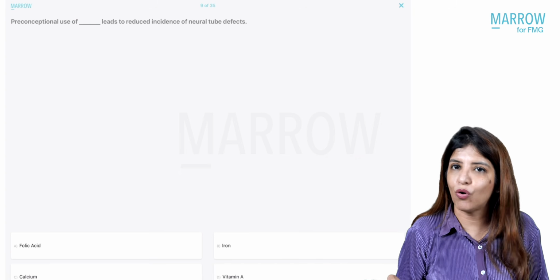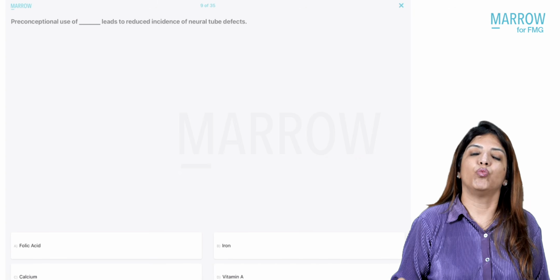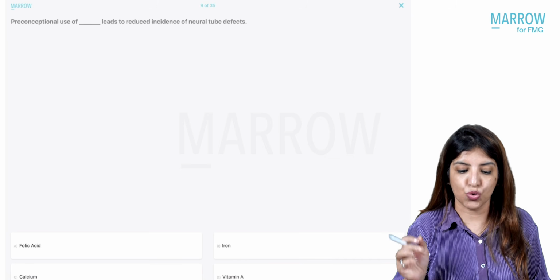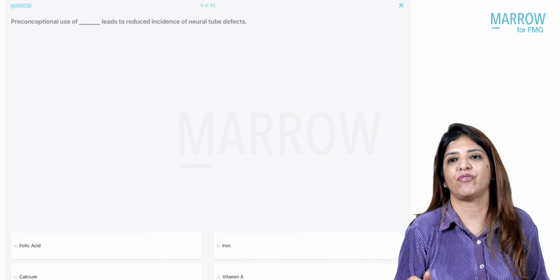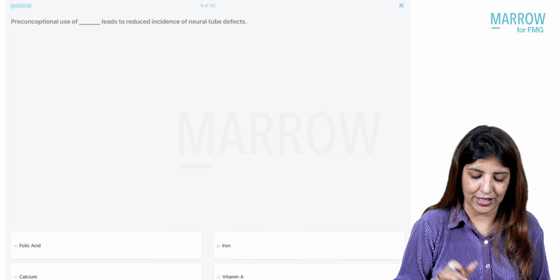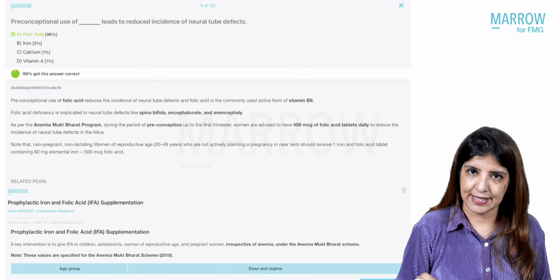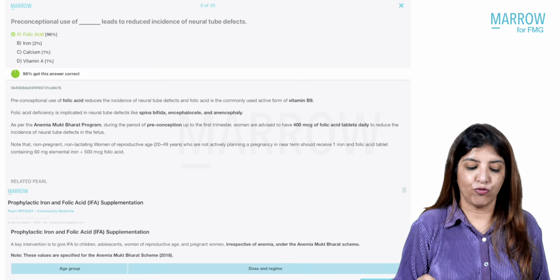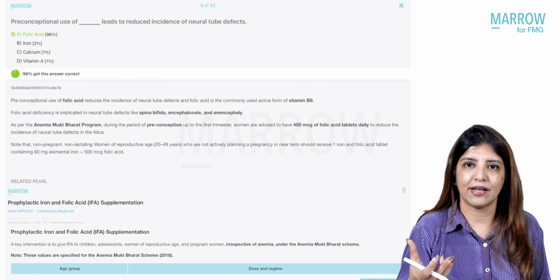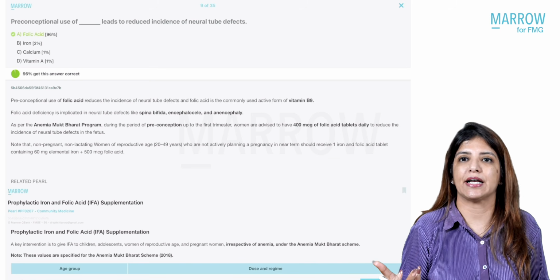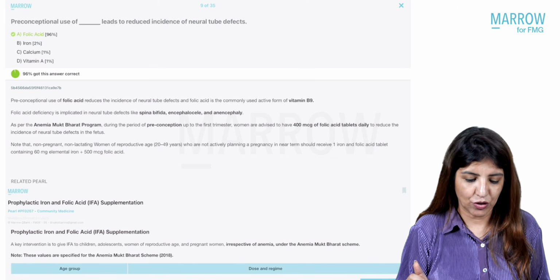I'm sure all of you know the answer. So what is that vitamin which you prescribe to a pregnant female so that the chances of neural tube defects are decreased? It's a very easy one. That is folic acid. So you are going to click on folic acid. And once you click on folic acid, if your answer is correct, there will be a green mark there. And if you give an incorrect answer, there is going to be a red mark there, right?